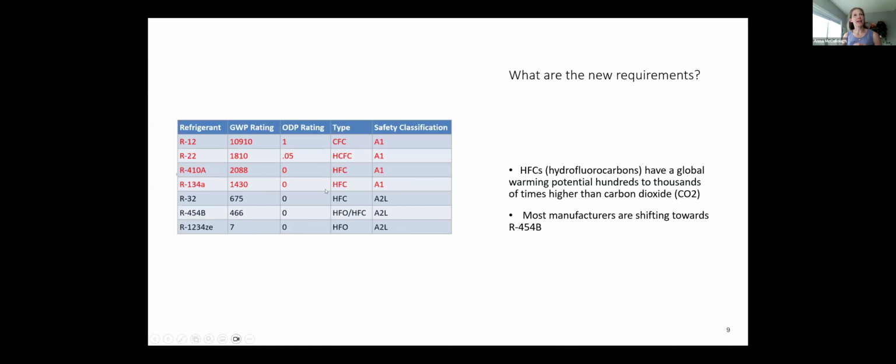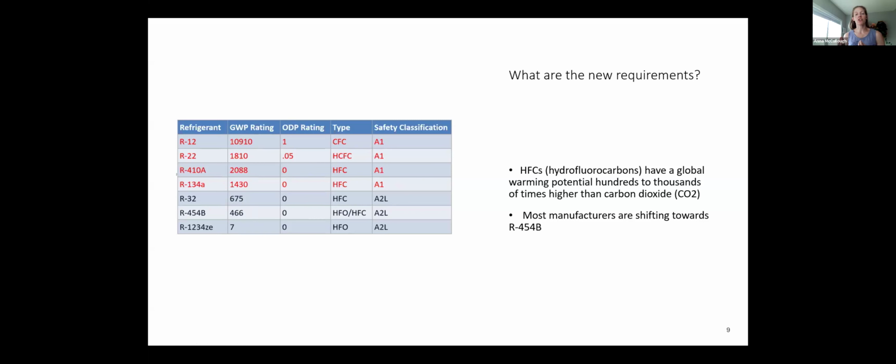But it is an HFO and it comes with some additional requirements just based on what's called the LFL. And we'll talk a little bit about what that is. But to overcome the additional restrictions around R1234ZE, manufacturers are blending it with R32. R32 has a higher GWP rating. So if you'll remember, that maximum allowable GWP was 700. And R32 has a GWP rating of 675.